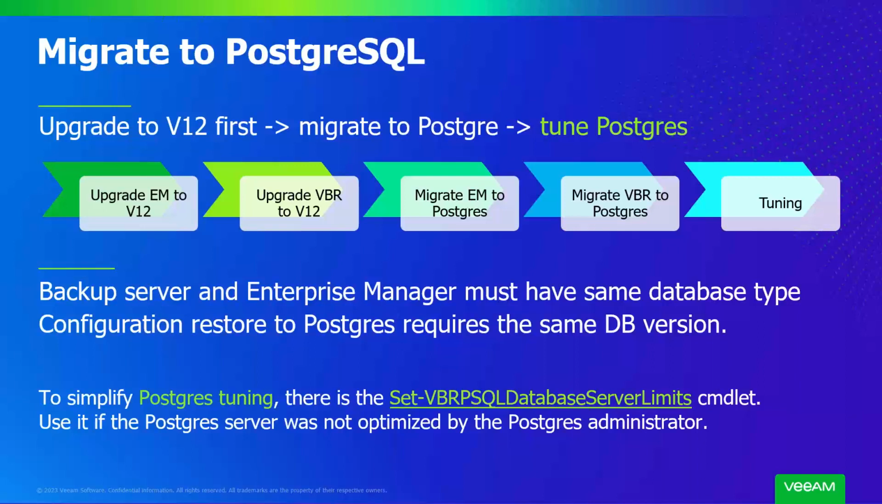If you have a standalone Postgre instance, which was configured by your DBAs or yourself, then you can use the PowerShell cmdlet we have specifically for that purpose, which will tune up the database limits for Postgre so it's a better fit for the Veeam database.